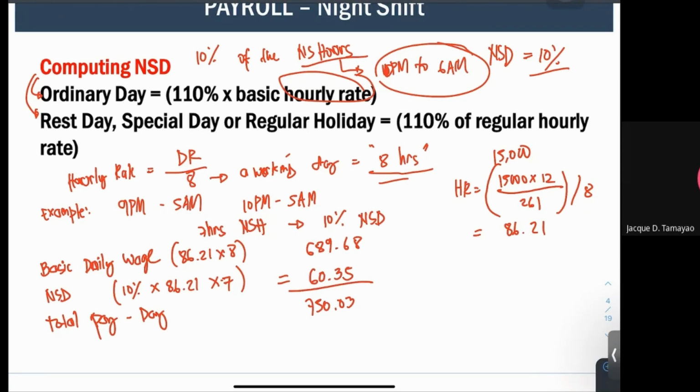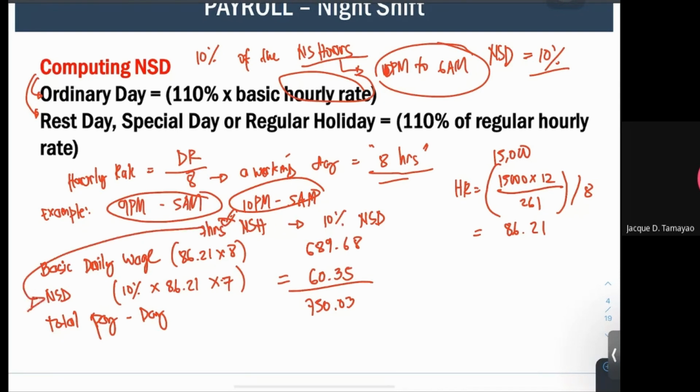on your work done between 10 p.m. to 6 a.m. So any work done between those times. So here in our example, you work from 9 p.m. to 5 a.m. So what is within your night shift differential is any hour which is done within this time. So 10 p.m. until 5 a.m., or a total of 7 hours, you will get a night shift differential of 10%. Okay?